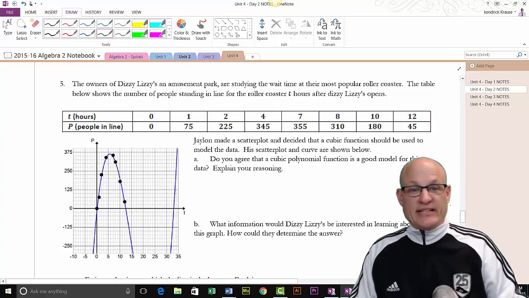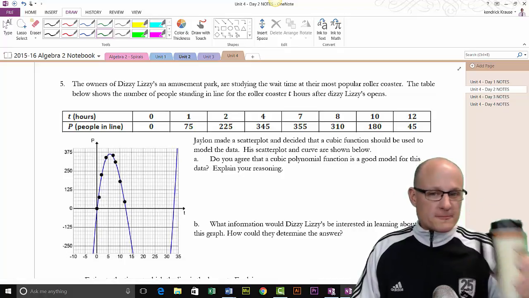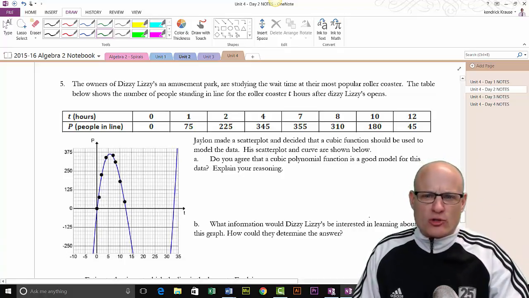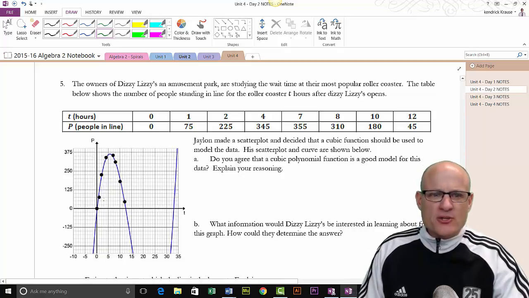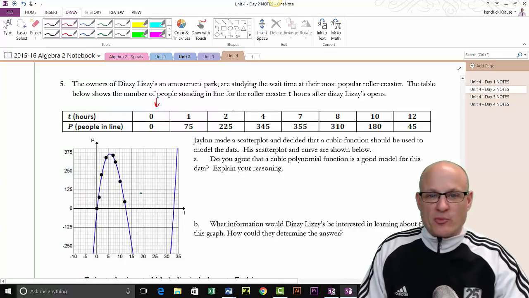The owner of Dizzy Lizzy, Lizzy Dizzy, that's what I should have said, Gizzy Dizzy, says that the wait time at their most popular roller coaster is represented by this table. Depending on what time I start my timing, this is time zero, whatever time the park opens, after 1 hour, after 2 hours, after 3 hours, after 4 hours, 5 hours, 7 hours, 8 hours, 10 hours, and 12 hours. And then the number of people in line.